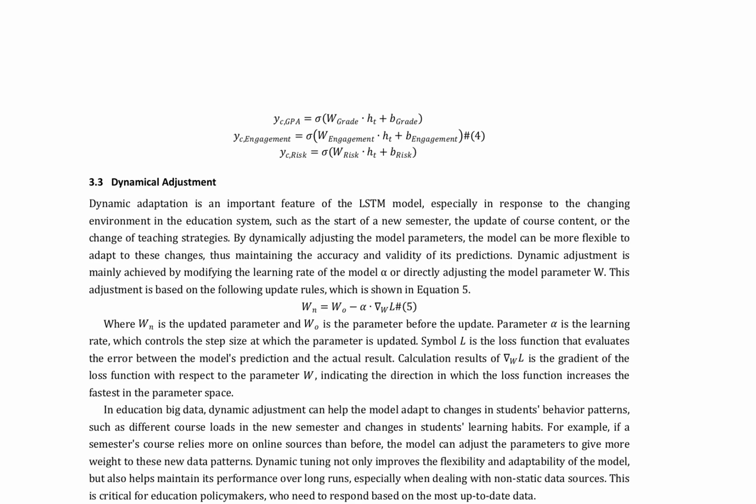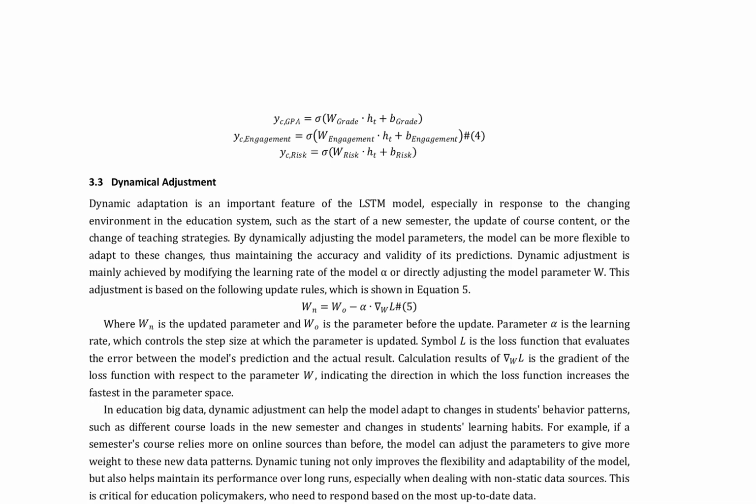The LSTM model plays a crucial role in dynamic adaptation within the education system, particularly in response to changing environments such as the start of a new semester, updates in course content, or shifts in teaching strategies. This adaptation is achieved by modifying the learning rate of the model or directly adjusting the model parameter W, based on update rules shown in equation 5. Dynamic adjustment not only improves the flexibility and adaptability of the model but also helps maintain its performance over long runs, especially when dealing with non-static data sources.